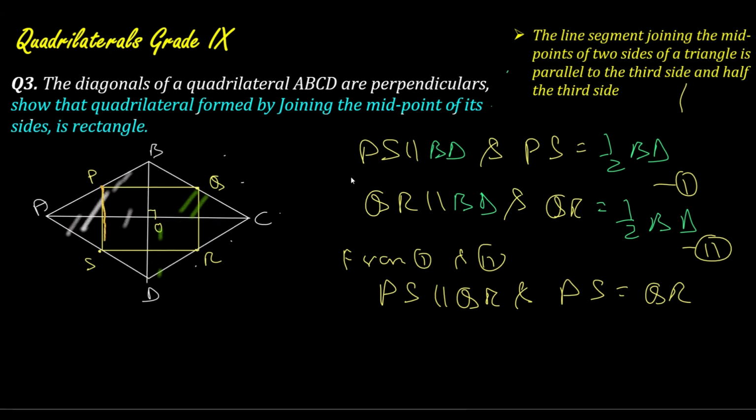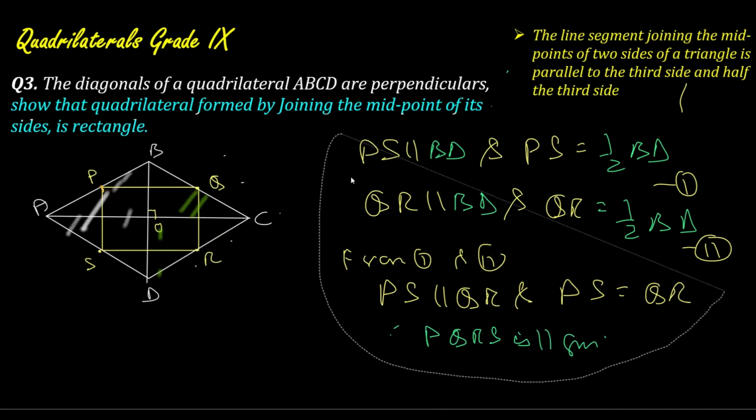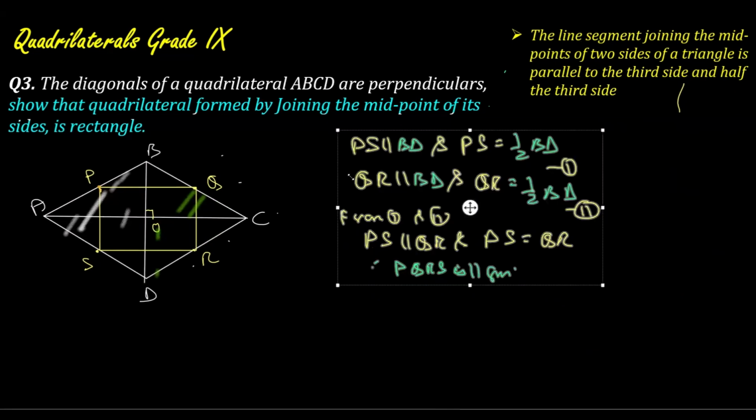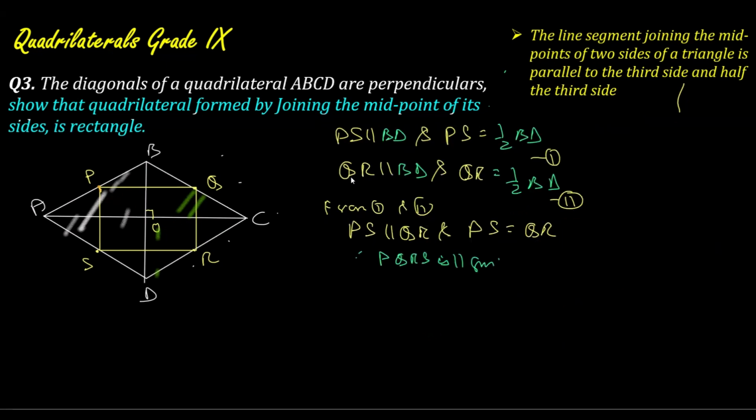I proved this figure a parallelogram, this one, PQRS. So I'll be writing, therefore, PQRS is a parallelogram. Now, once you prove this figure as a parallelogram, you can prove one angle as 90 degrees. And if you prove one angle as 90 degrees, it becomes a rectangle. So in order to prove that, I'm considering this quadrilateral.